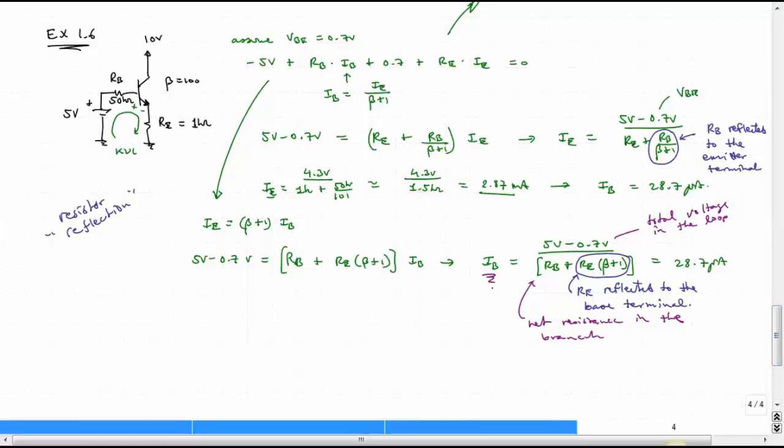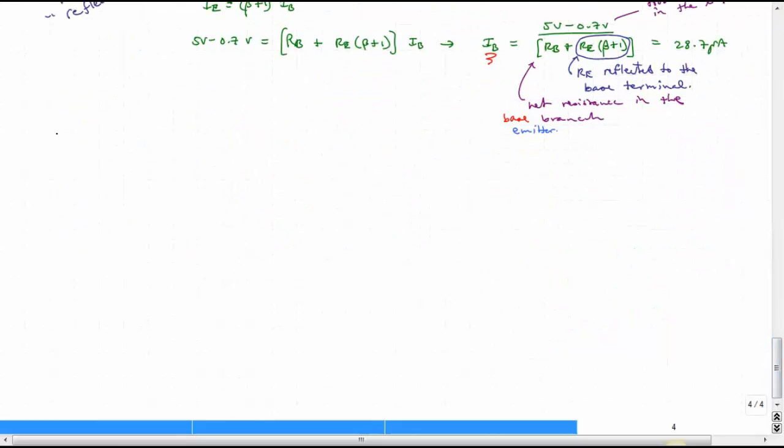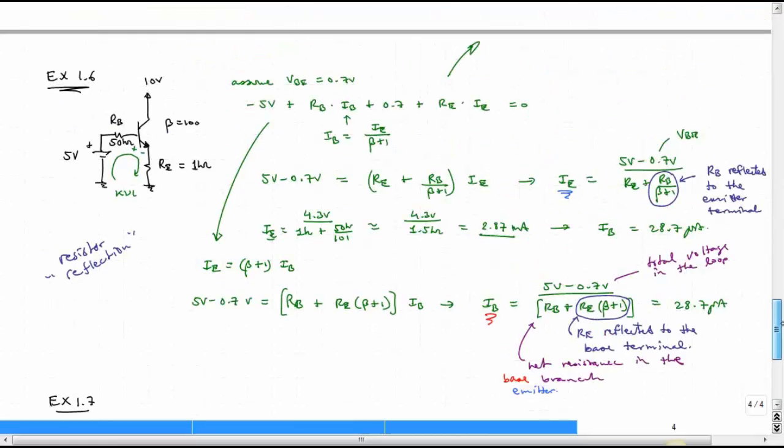will vary based on what current we're looking for. If IB, it would be the base branch. And if we're going to do this for the emitter current, then it would be the emitter branch. So it becomes very easy to solve this. Let's just do one more, since I said this was going to be easy. So let's do a PNP example, and we'll end this lesson with that.